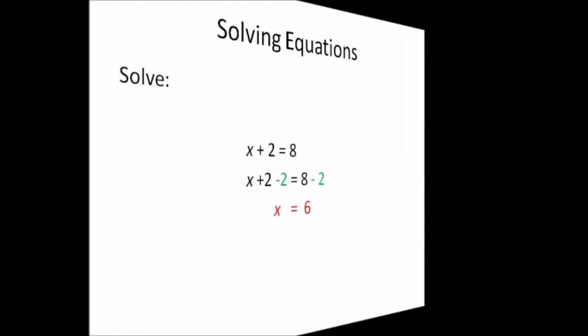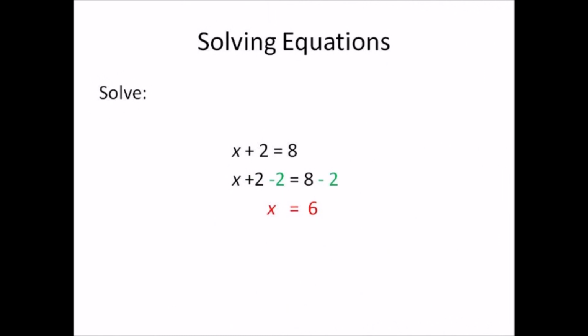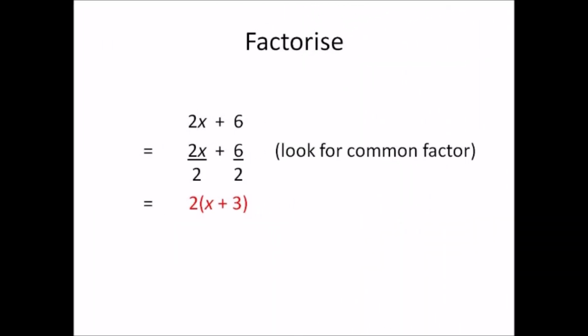And we move along to solving equations. x plus 2 is equal to 8. Get rid of the 2, you have to subtract it. So x is equal to 8 minus 2, x is equal to 6. Substitute it back in, 6 plus 2, and you would get 8. So it is correct. And we move right along to factorization. 2x plus 6, look for a common factor. The common factor is 2. And you divide both terms by 2. So write 2 on the outside of parentheses, and then on the inside x plus 3, where the x plus 3 comes from. 2x divided by 2 is x, and 6 divided by 2 is 3.